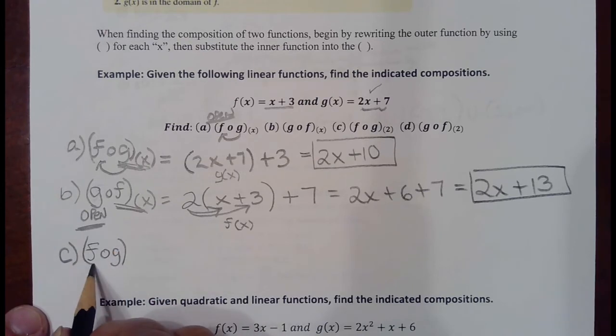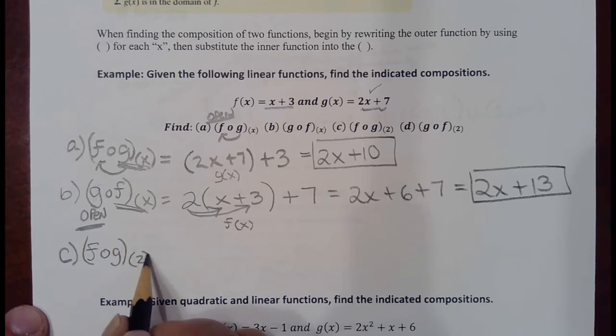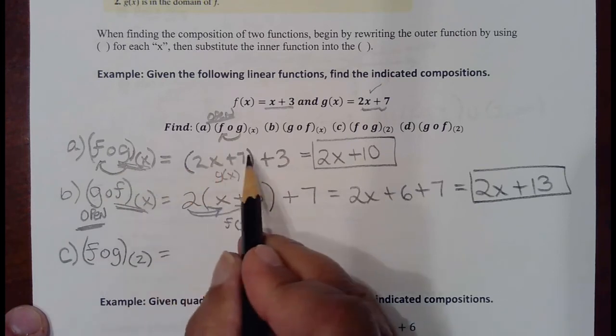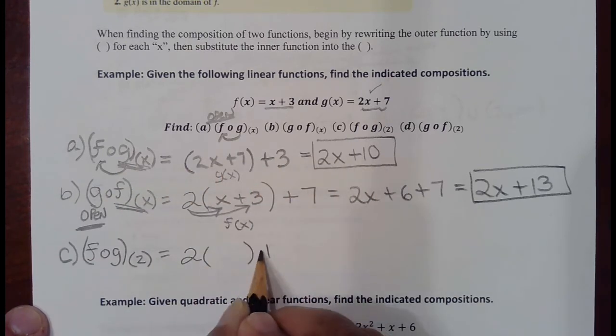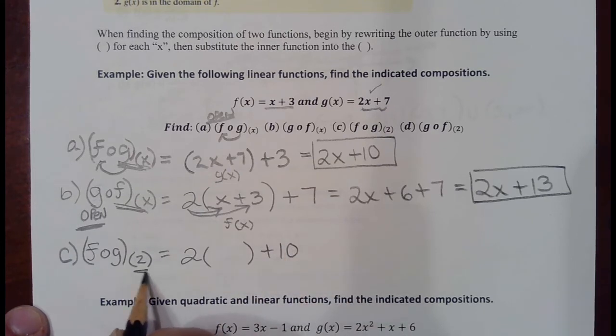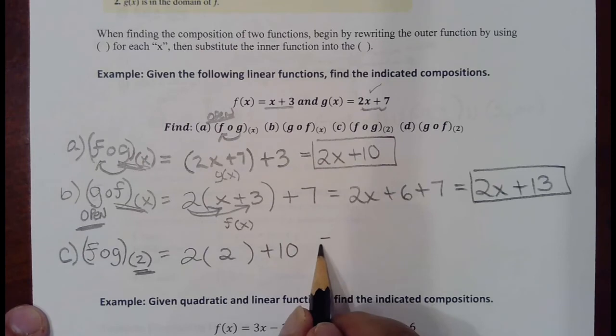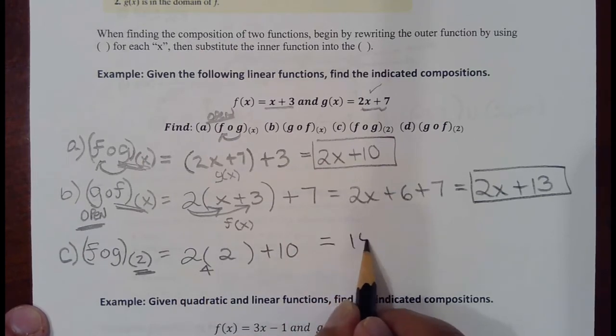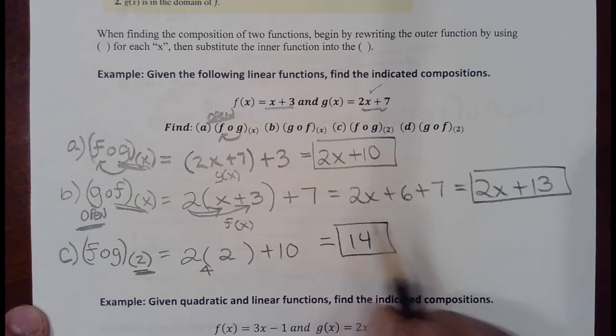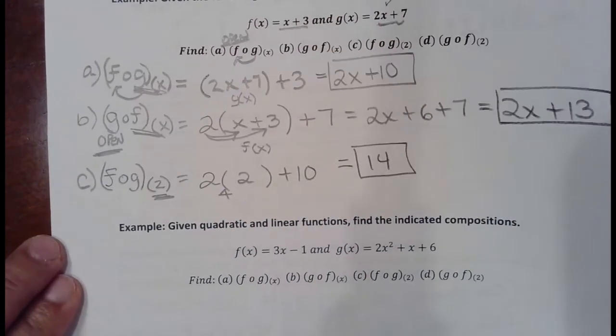Next is taking the g of f function and also evaluating that at 2. So my g of f function answer was 2x plus 13. I'm evaluating at 2. This gives you 4 plus 13, 17.